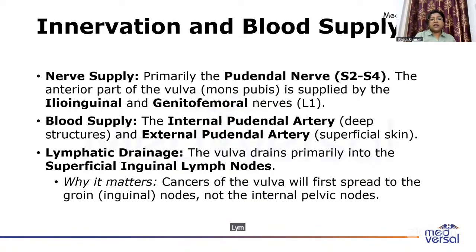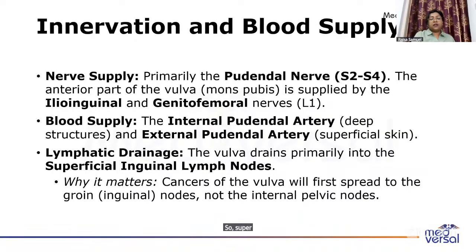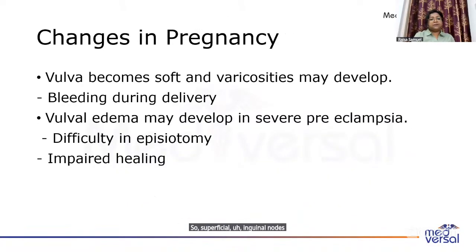Lymphatic drainage: the vulva primarily drains into the superficial inguinal lymph nodes. So this is very important. When there is cancer of the vulva, it will first spread to the groin, that is the inguinal nodes, and not to the pelvic nodes. So superficial inguinal nodes will be palpable.